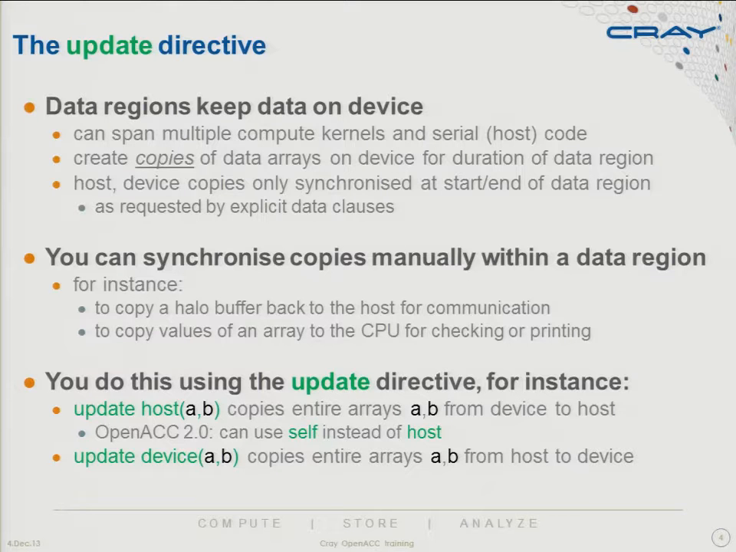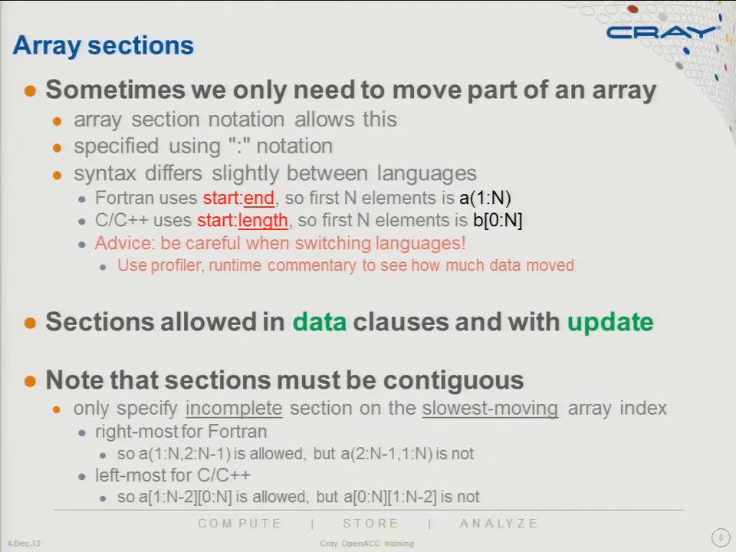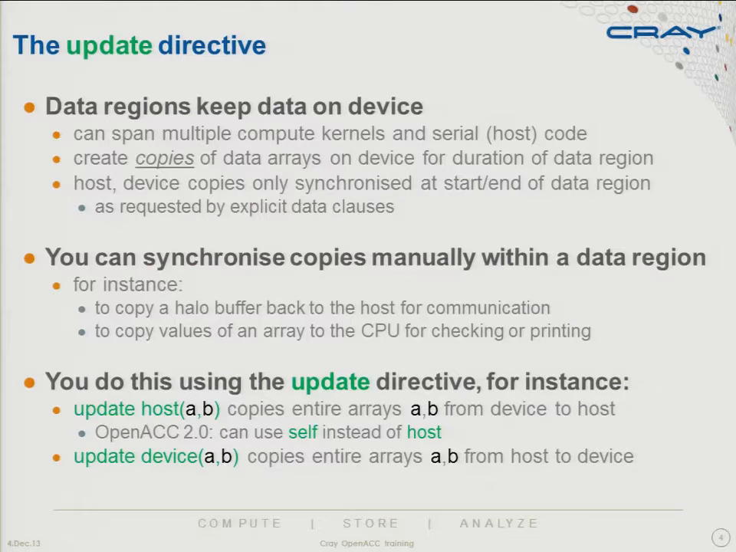So with a data region, there are synchronization points at the start and the end automatically, because you've said copy in or you've said copy out. But within it, there's no synchronization. And the way you add this synchronization is you use the update directive. This is a manual copy. This isn't something the compiler does automatically for you. It's you saying, I need to get these values back to the CPU now, or I need to send updated values to the GPU now.